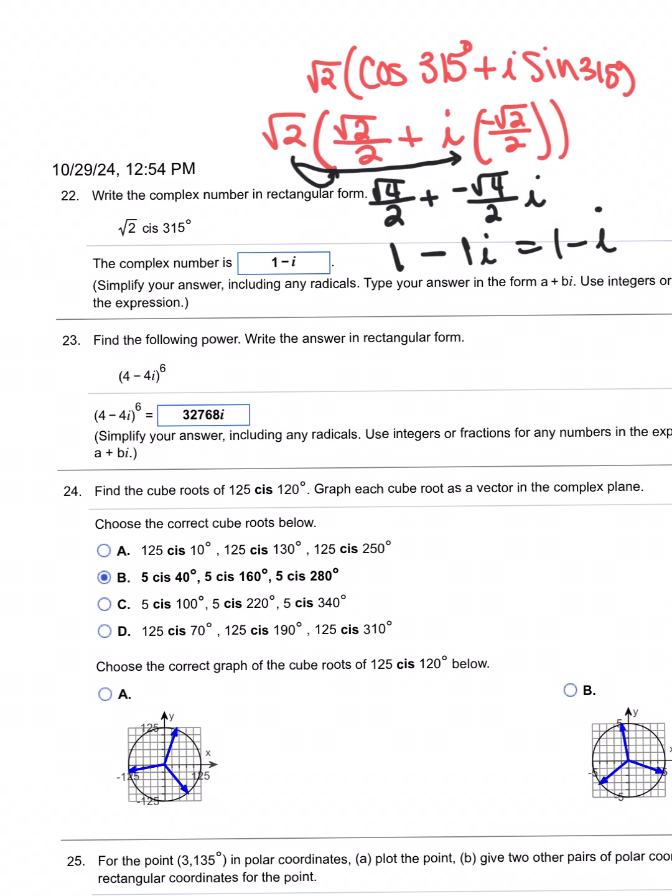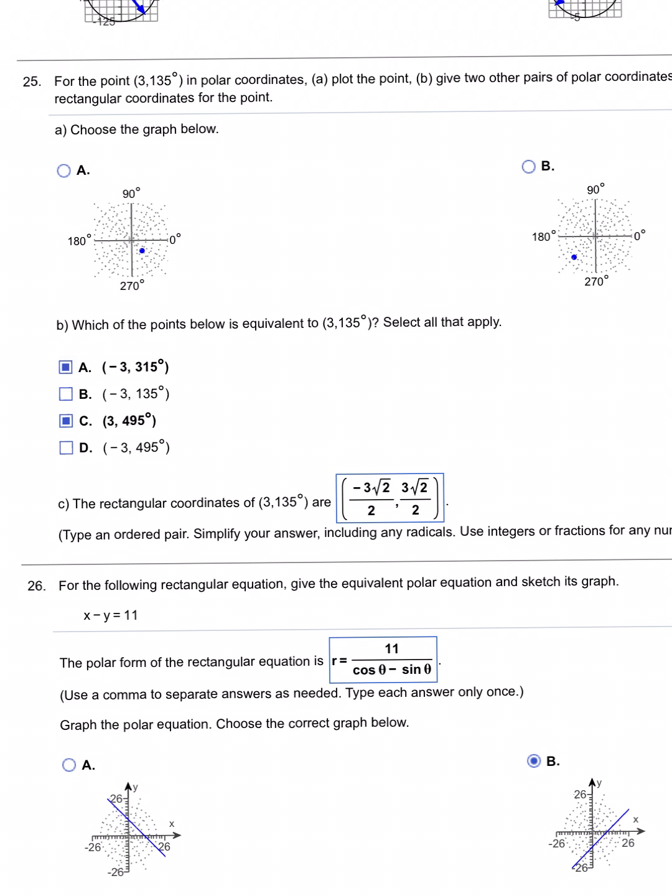Number 23, we're going to find the following power. 4 minus 4i raised to the 6th power. Find the cube root of 125 cis of 120 degrees, and then we're going to graph the cube root as a vector in the complex plane. Number 25, for the point 3, 135 in polar coordinates, plot the point. Give two other pairs. Number 26, we're going to write the rectangular equation of x minus y equals 11.